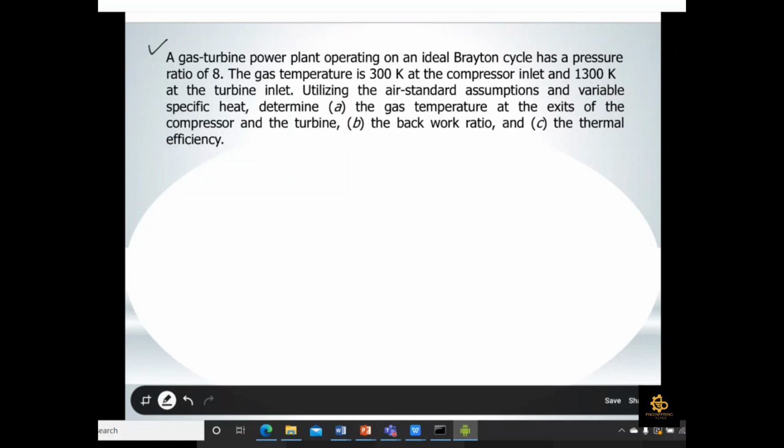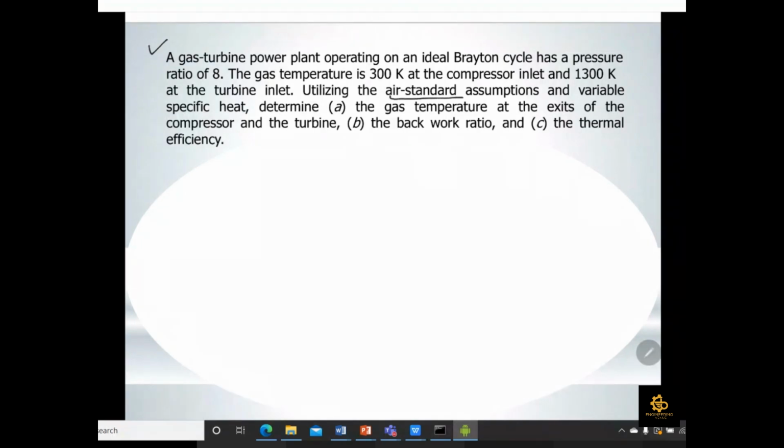You have to know that the compressor inlet is at point number 1, and you can correlate with the TS diagram. And it is 1300 Kelvin at the turbine inlet, which is at point number 3. Utilizing the air standard assumption and variable specific heat, determine the gas temperature at the exit of the compressor and of the turbine, the back work ratio, and the thermal efficiency. So basically we have to use 9-5.